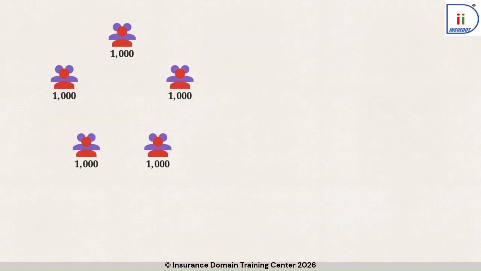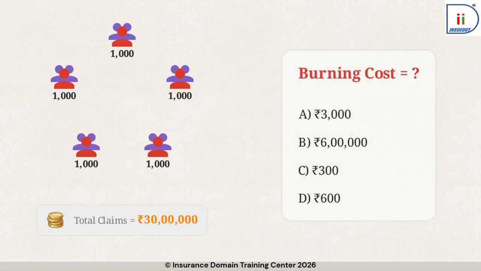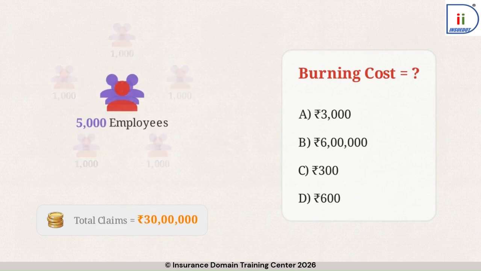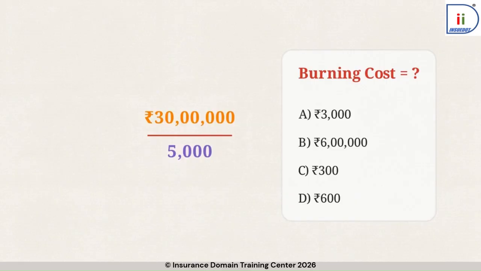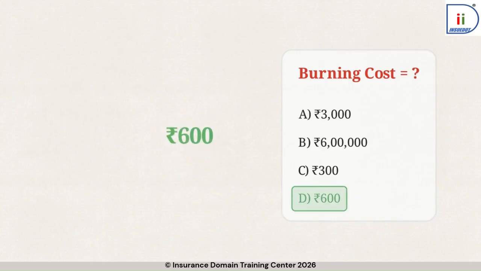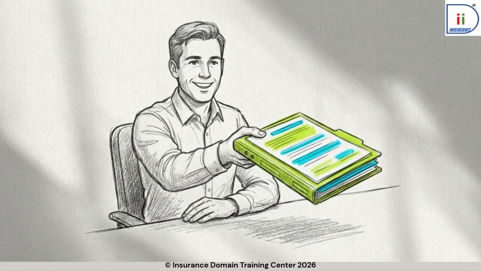Let's try a quick calculation. A company insures 5 groups of employees with 1,000 people in each group. The total claims for the year across everyone come to 30 lakhs rupees. Based on that, what is the burning cost per employee? We know we have a total of 5,000 employees across all the groups. We just divide the 30 lakhs total claims by our 5,000 employees. That gives us 600 rupees.